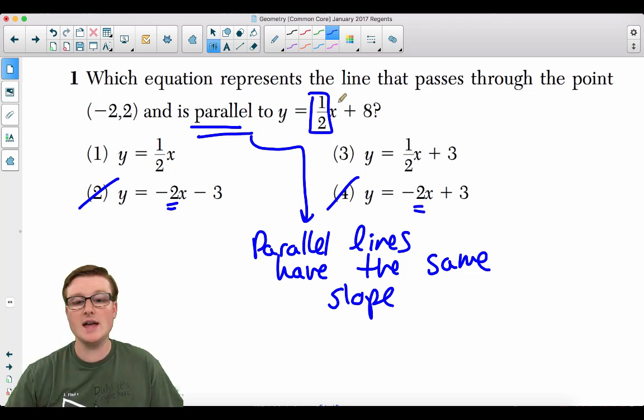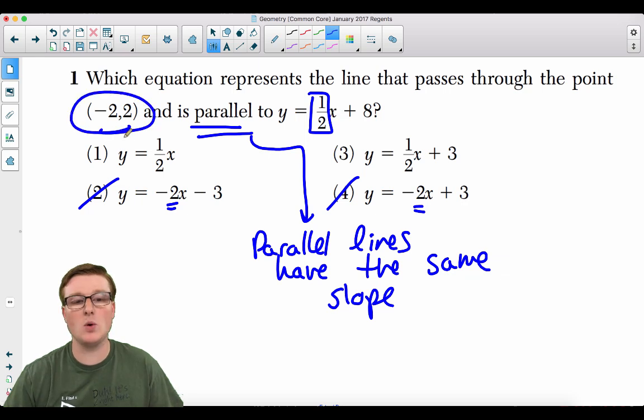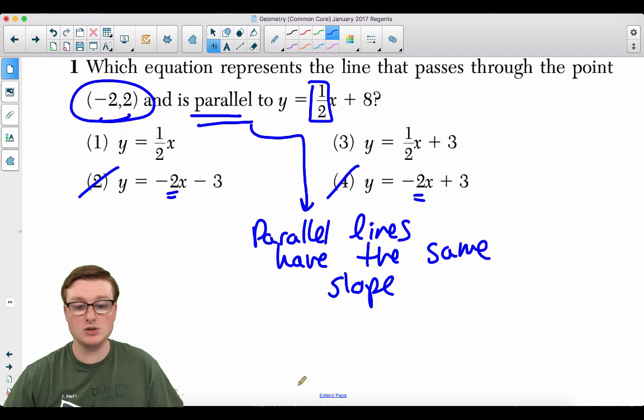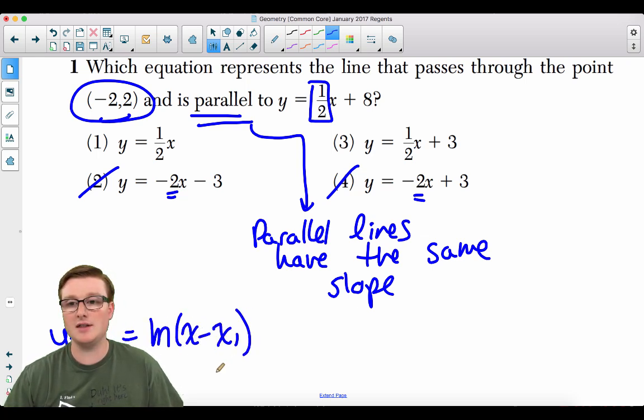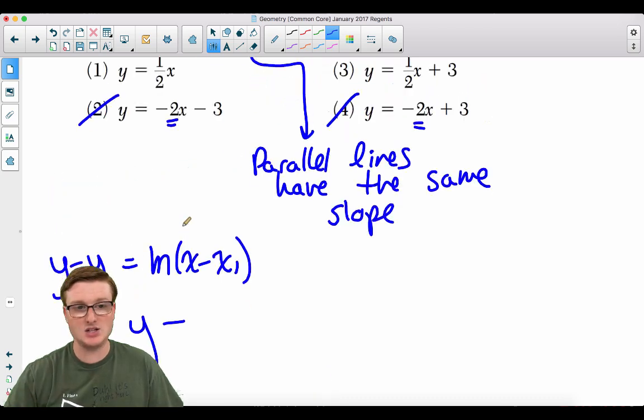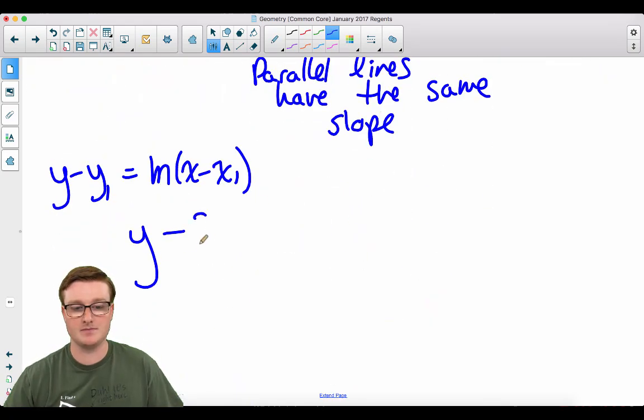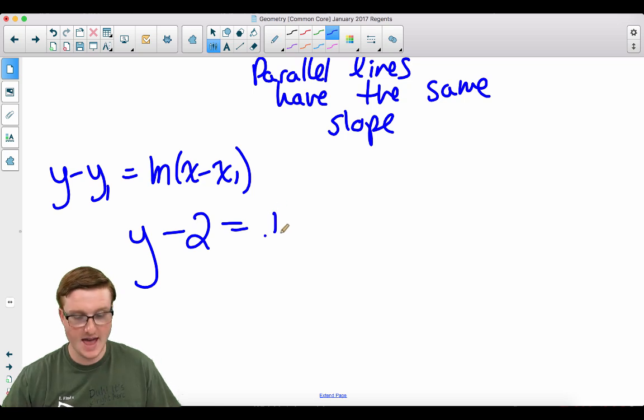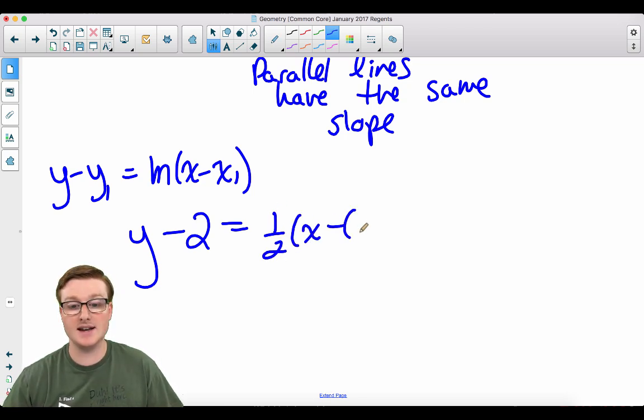Okay, now if we have the slope of 1/2 and we have a point on the line, we could use the formula y minus y1 is equal to m times x minus x1 to find that equation of the line. So we have y minus the point, which is 2, is equal to the slope of 1/2 times x minus a -2, which will just become x plus 2.